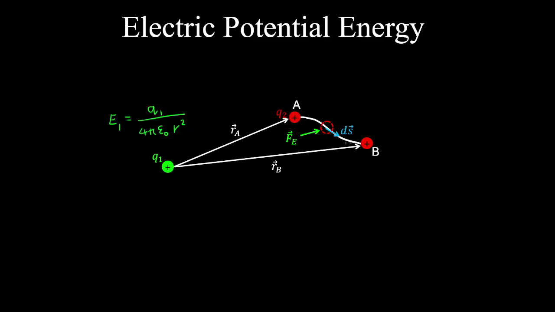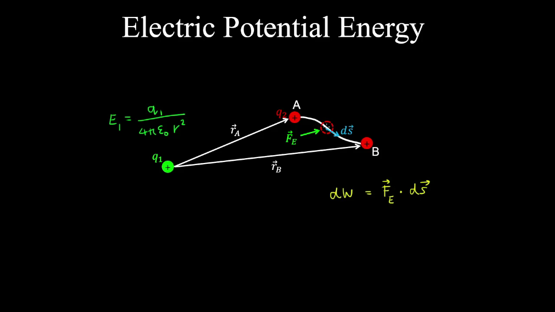and want to move this charge from position A to position B along a curved path, the infinitesimal work done by the electric force is equal to the dot product between the electric force and the infinitesimal displacement vector along that path.